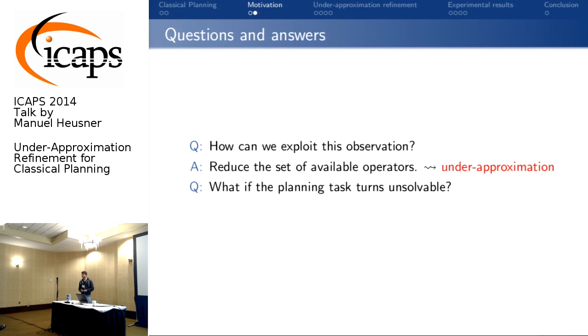You can assume a planning task with an operator set that is empty, and such a planning task is obviously unsolvable because we have the initial state, a goal, but no operators to reach the goal. So what can we do? We can add some operators to the reduced set, which we call refinement. We can do this iteratively until we find the goal.